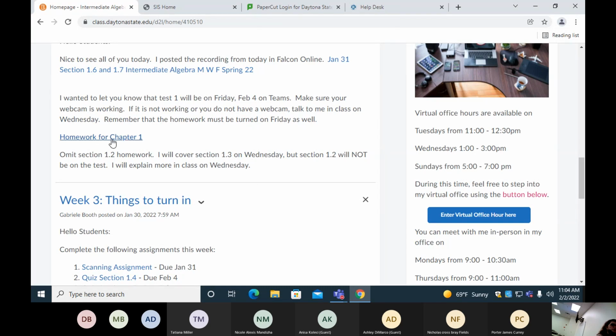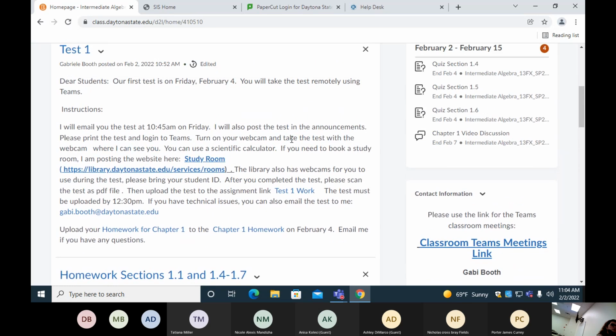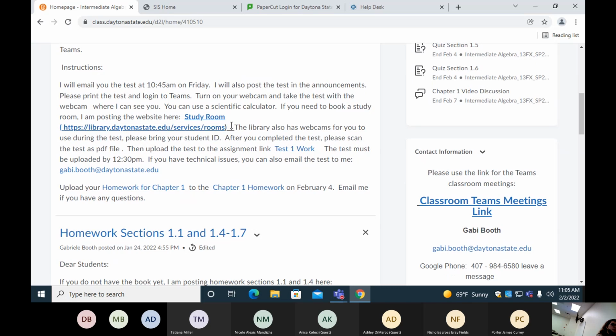Here's the link for the homework again. Omit section 1.2. I think I said everything. You can also go in the library and reserve a room. They have computers as well as webcams available for you. So if you're on campus, you can do that right here. Here we go, there it is.